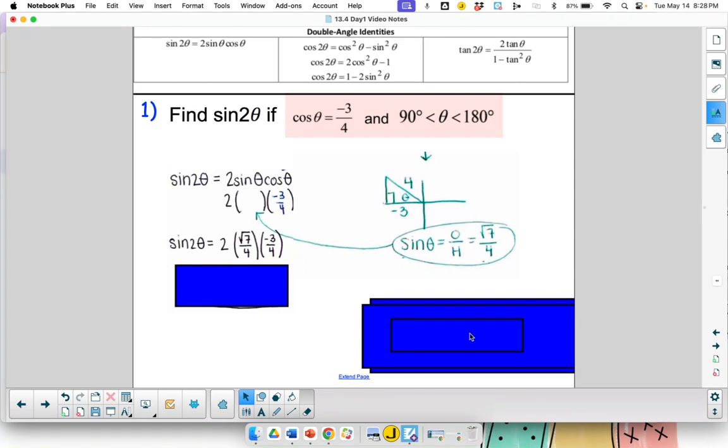At this point, I'm going to just do arithmetic. You always want to make sure that your final answer is simplified and in some cases rationalized. And so my final answer is sine of 2 theta equals -3√7/8.